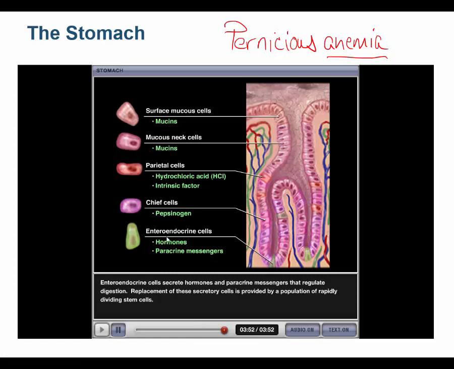And then the previous slide talked about G cells, and I said they secreted this hormone called gastrin. That's true, but what the video did was classify all of the hormonal cells as enteroendocrine cells, because more than just gastrin is secreted by some of those cells. There are other hormones as well.